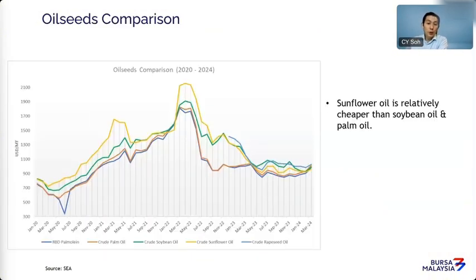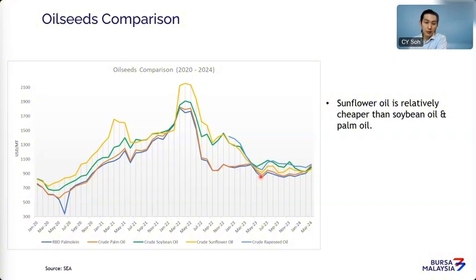Now, just now we looked at the soybean oil versus palm oil comparison. Now we look at the oilseed comparison with other vegetable oils. So here we can see palm oil is not only competing with soybean oil, but also sunflower seed oil, as you can see in the yellow line. Historically speaking, from far left to far right, the sunflower seed oil, which is the yellow line, has been trading at a premium compared to soybean oil and palm oil. And now, starting year 2024, sunflower seed oil is actually trading relatively cheaper than soybean oil and palm oil.